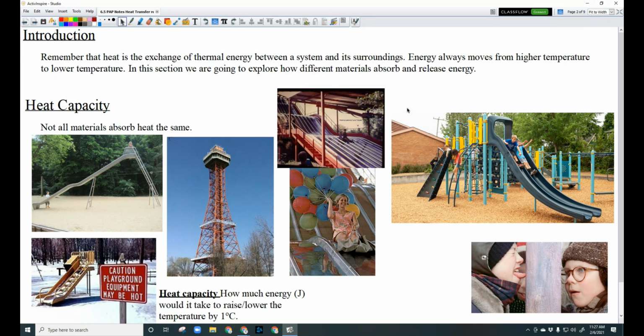First, let's talk about heat capacity. Not all materials absorb heat energy the same way. For example, in this picture, back in the day when I was growing up, we had a park in Weatherford called Cherry Park. Everybody liked to go to this park because it had a tall slide. You climb up a really tall ladder and then you slide down, and it was really fun.